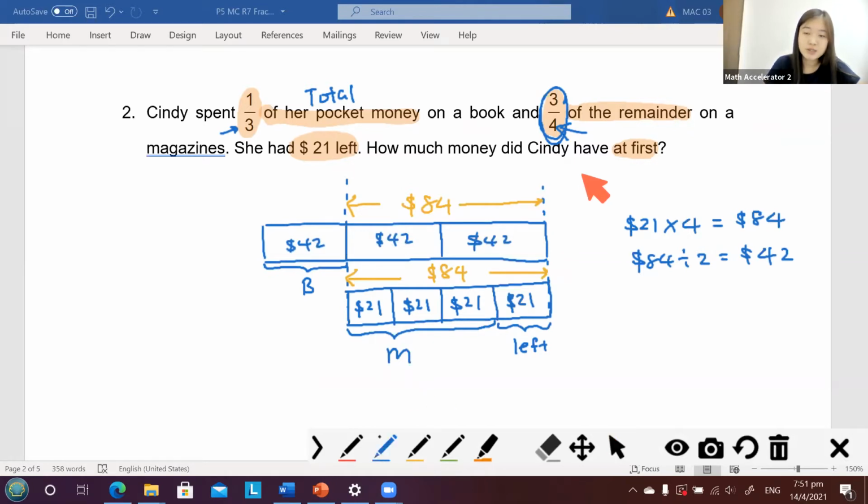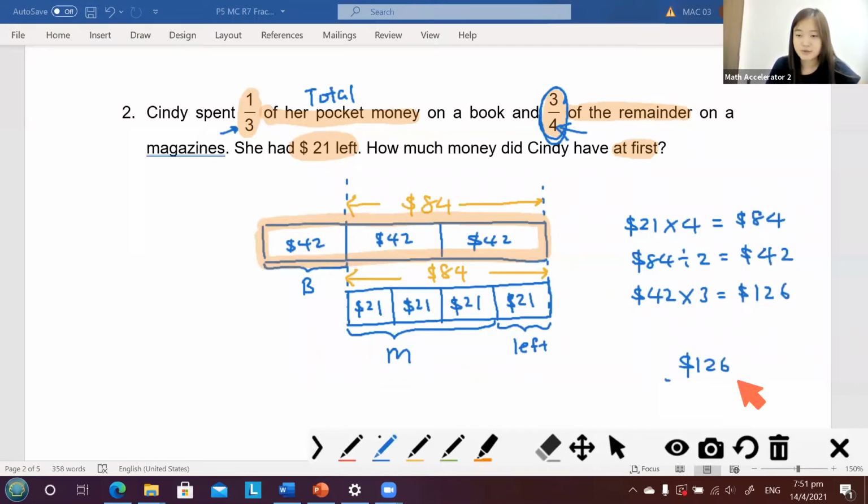So if you want how much she had at first, we are looking for the entire model here. So 42 times 3, correct? Okay, so you take your 42 times 3. What will be your final answer? Yes, correct. 126. So that's how much she had at first. Okay, good.